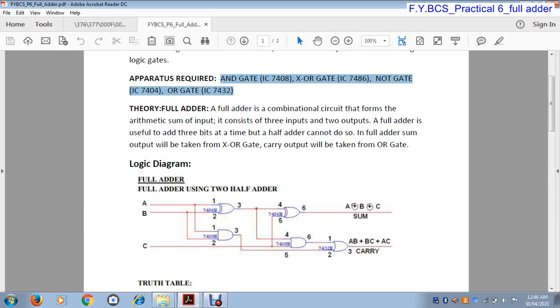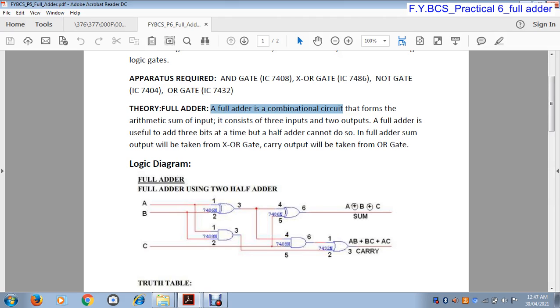Now the theory. A full adder is a combinational circuit that forms the arithmetic sum of inputs. First of all, what is a combinational circuit? Its name indicates a combination. A combinational circuit is nothing but a combination of different types of gates.